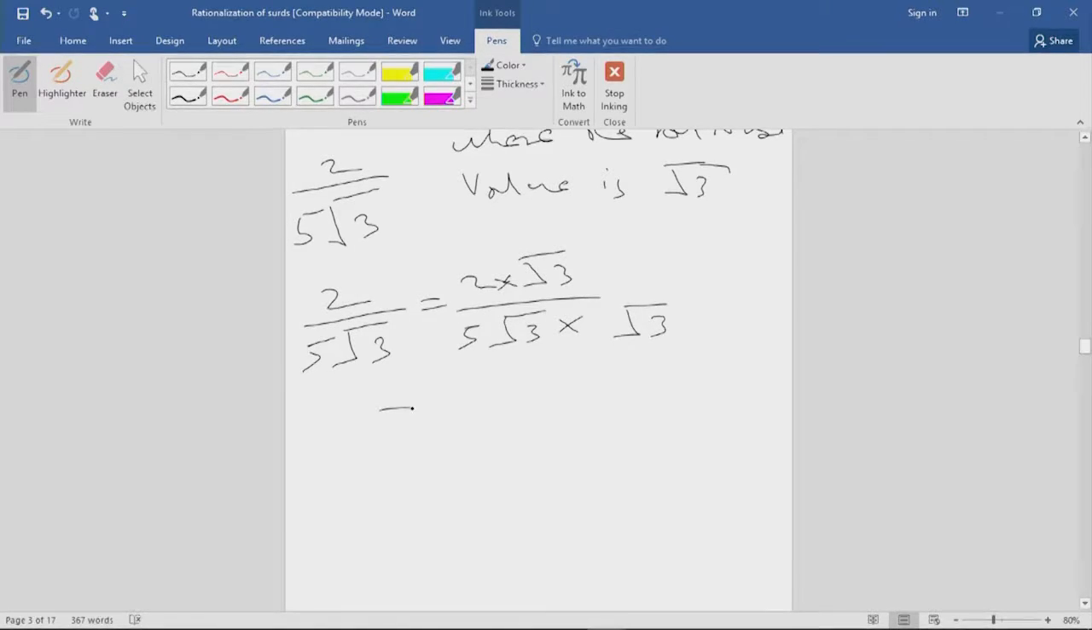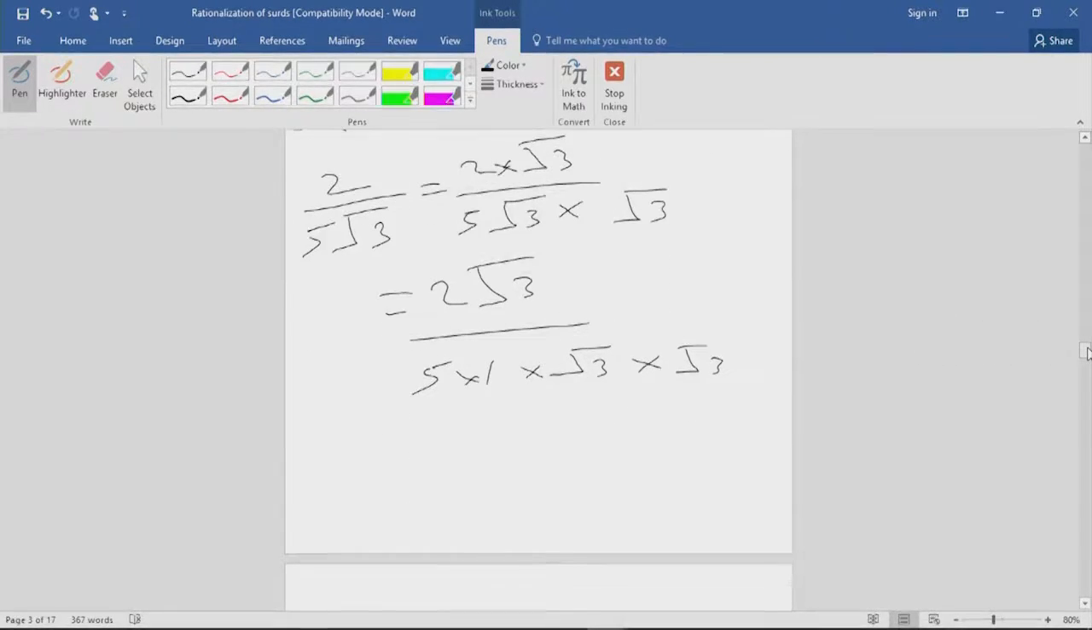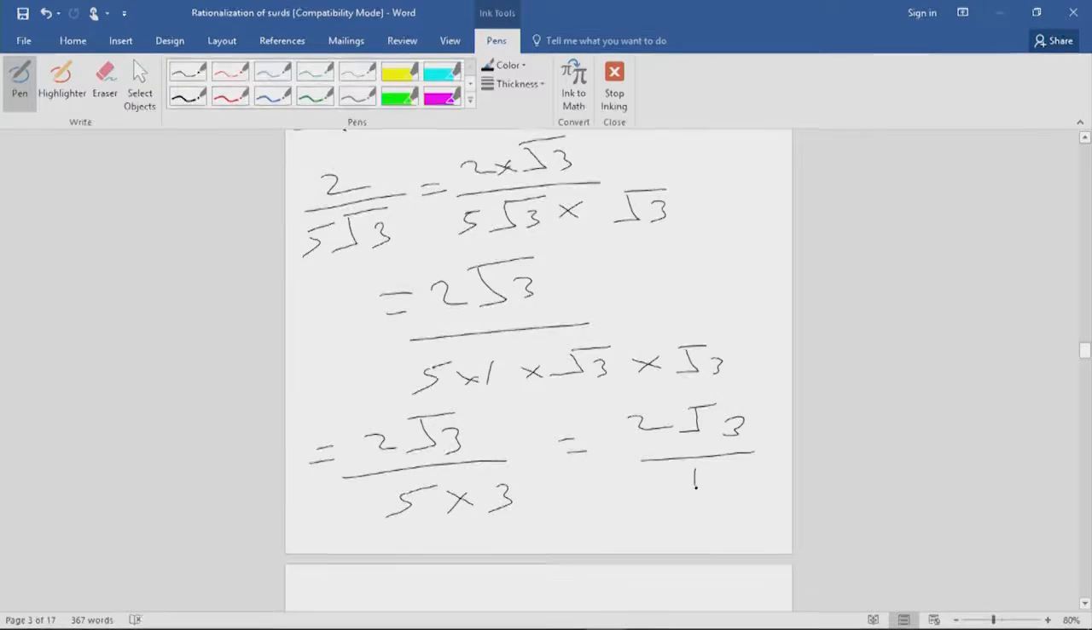So having said that, 2 multiplied by root 3 gives us 2 root 3, upon 5 multiplied by 1 multiplied by root 3 multiplied by root 3. Root 3 times root 3 gives us 3. We end up having 2 root 3 upon 5 times 3, which is the same as 2 root 3 all upon 15. So 2 root 3 upon 15 gives us our final answer.